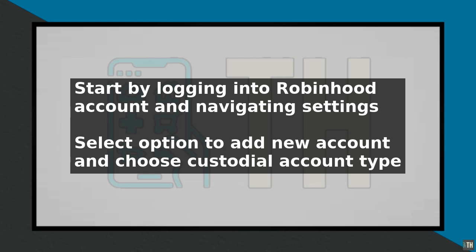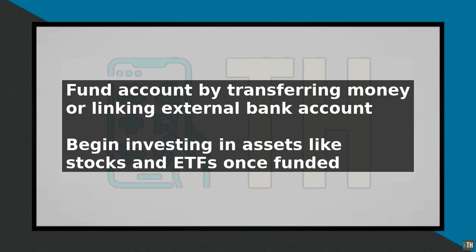Next, you will need to fund the account, which can be done by transferring money from your existing Robinhood account or by linking an external bank account. Once the account is funded, you can begin investing in a variety of assets, including stocks, ETFs, and options.